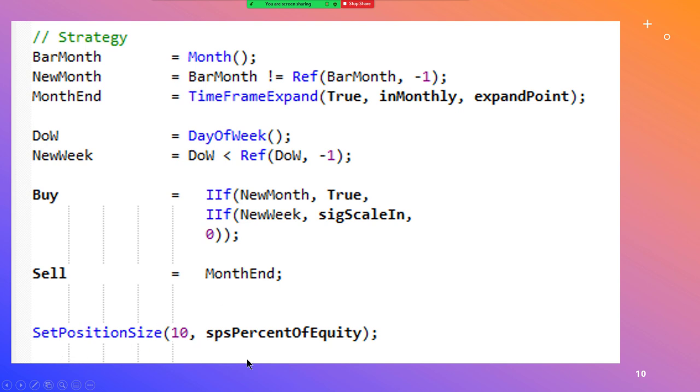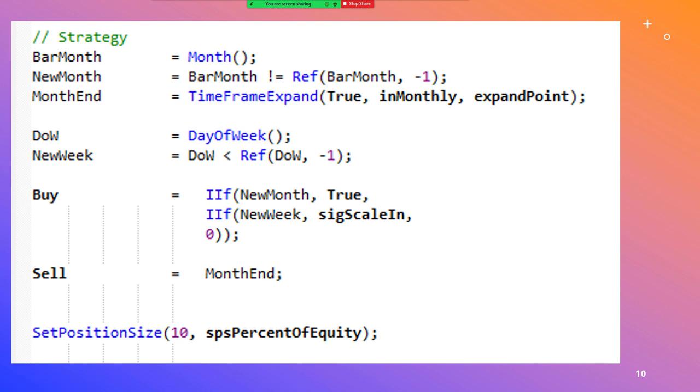You can see down the bottom here, we've got our position size set to 10% of equity per entry. And so what that means is for every entry, so that's the initial buy and all the sigScaleIns, our position size is going to increase by 10%. So we'll have 10% to begin with, and then the next week we'll have a 20% position, the week after 30%, and so on until we hit the exit, and then we'll liquidate the entire position.